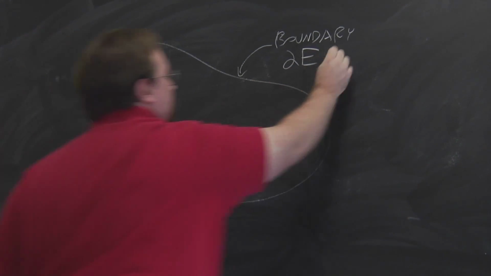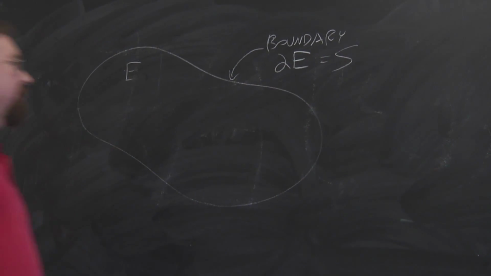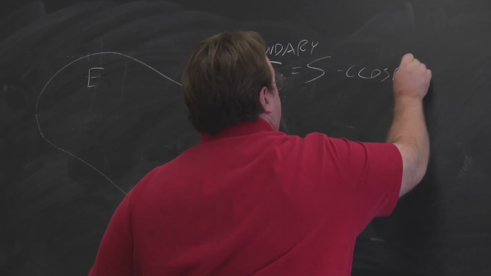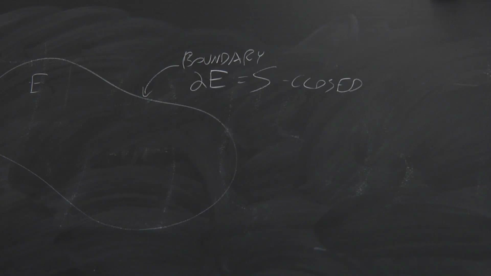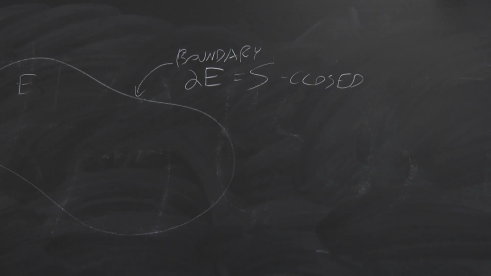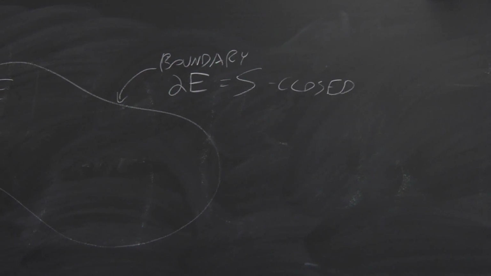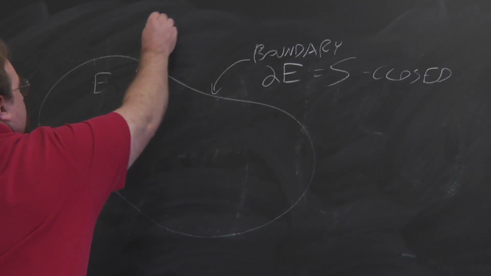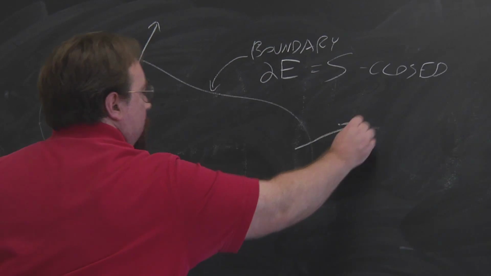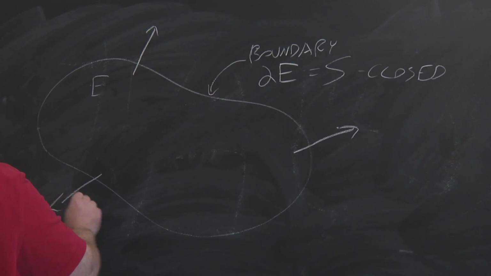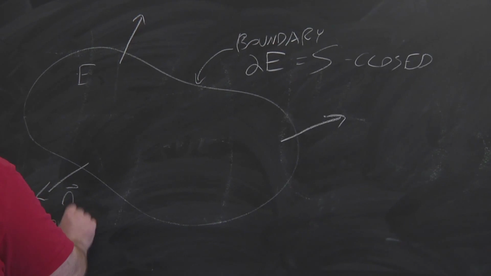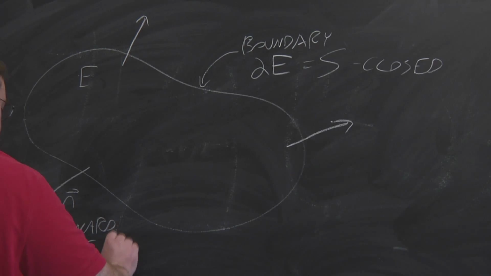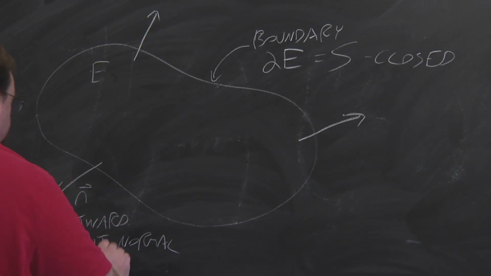A boundary V, but let's call the surface S. So S is a closed surface because it contains a three-dimensional region. Now, at any point on the surface, we have a normal vector. That is the outward unit normal vector.